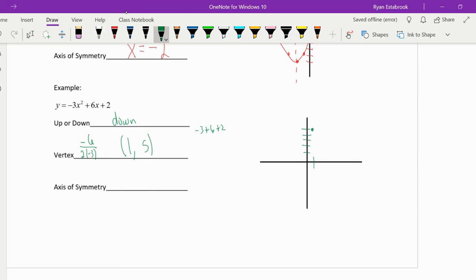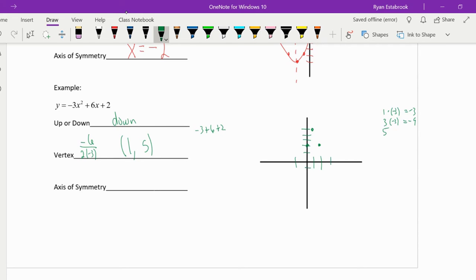This time, since the a value is negative 3, when we go to the right and left by 1, we're going to go down 3. 1, 2, 3. So it's going down a lot steeper. So normally the pattern is go down or go up 1, go up 3, go up 5. Now we're going 1 times negative 3, go down by 3. 3 times negative 3 is negative 9.